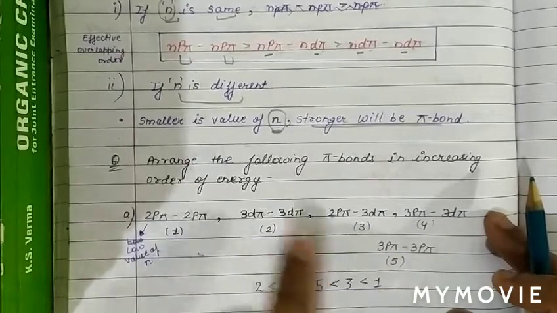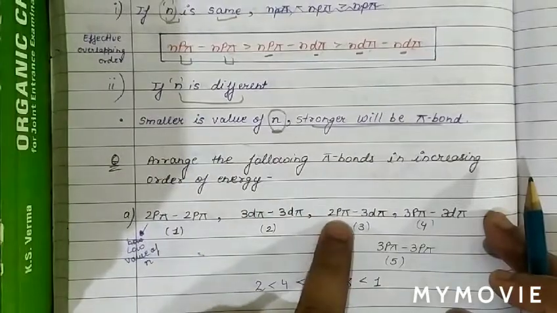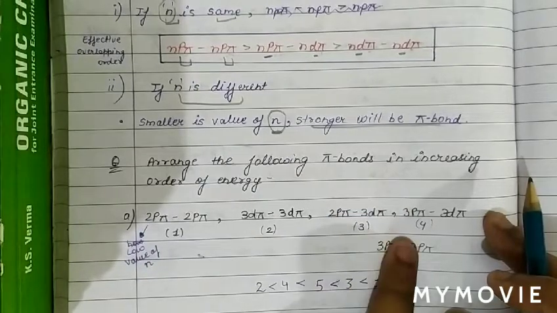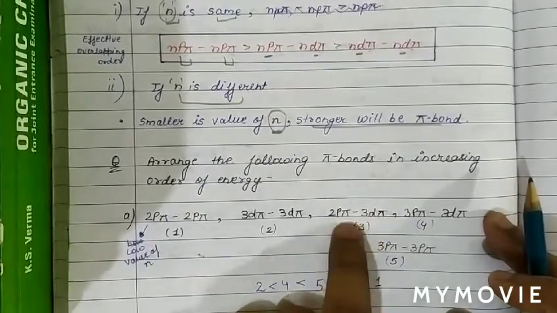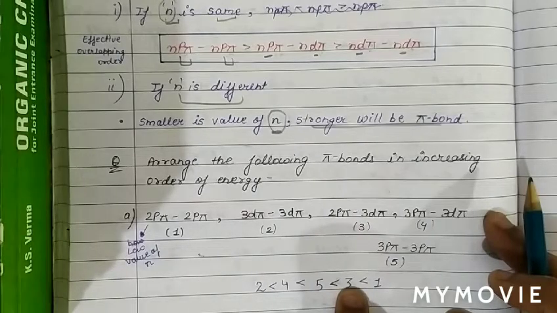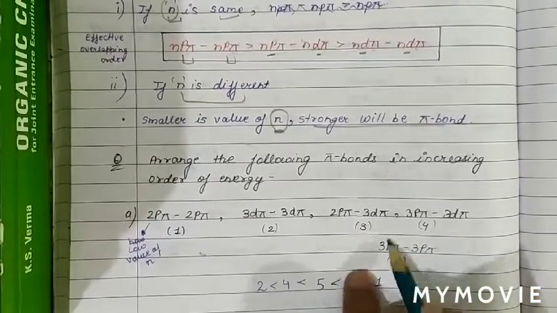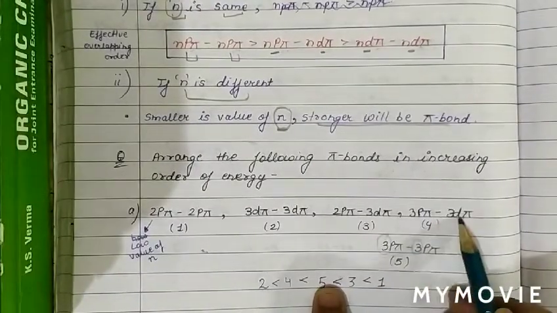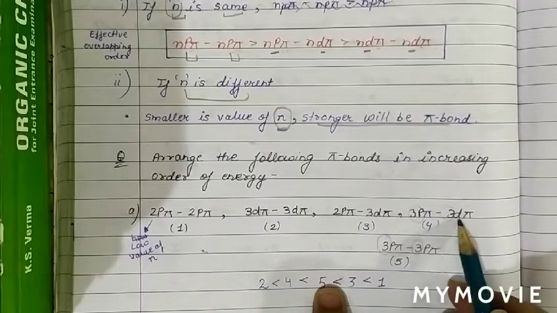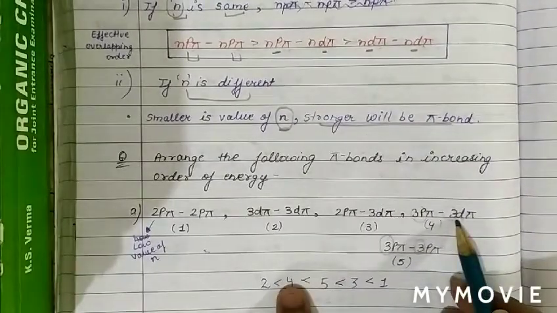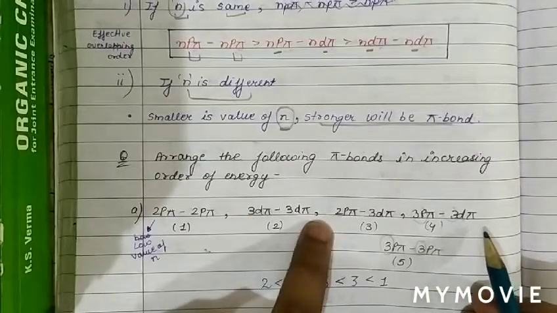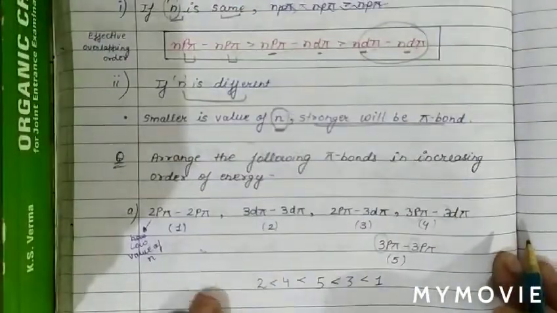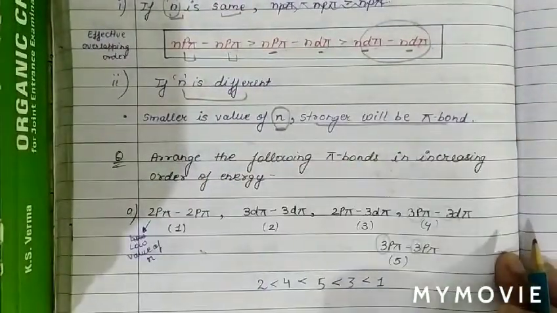Now we look for the smaller value of n. Smaller value of n is present in case of pπ-dπ, therefore bond energy is high. Now we can see pπ-pπ is stronger, but n is 3 here, so it comes after. Now we see pπ-dπ, with a smaller value of n in this case, therefore it comes fourth, and last is dπ-dπ, because dπ is the weakest bond. So on this basis, we have arranged in increasing order of bond energy.